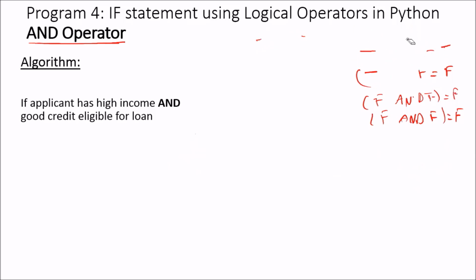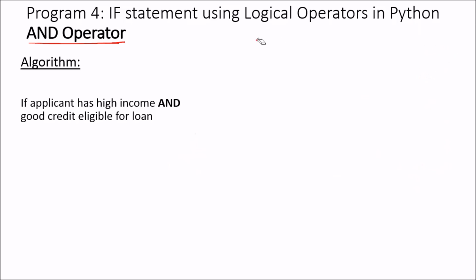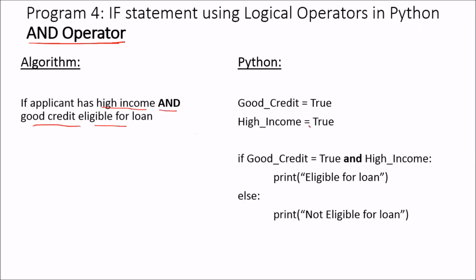Now, how to work on this? Let's take an example of this algorithm. Then we are going to work on our marking one. Now, if applicant has high income and good credit, eligible for loan. Now let's take good credit as a Boolean variable, and it is true. And the other one is also a Boolean variable, high income. This is also true. Now we'll start with an if condition.